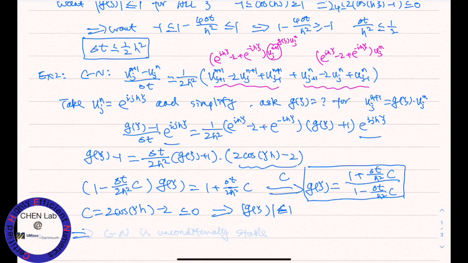So this tells us, as we said last time, the Crank-Nicolson is unconditionally stable. Okay, unconditionally stable. You don't need a condition on delta t.